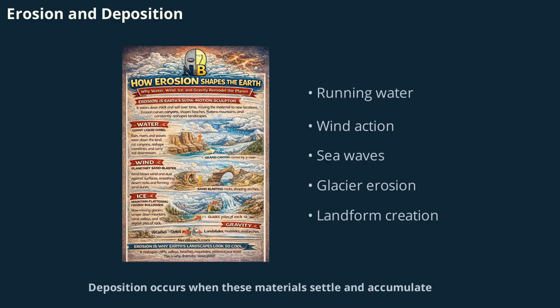Deposition occurs when these materials settle and accumulate, forming new landforms. Running water is the most powerful agent, shaping valleys, gorges, and floodplains. Wind creates features like sand dunes and loess deposits, while sea waves form beaches, spits, and lagoons. Glaciers carve out unique landscapes, contributing to Earth's diversity.